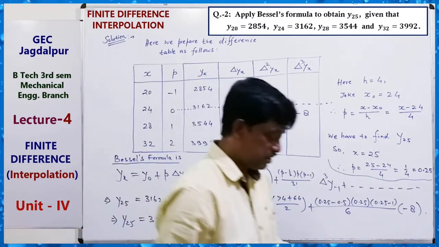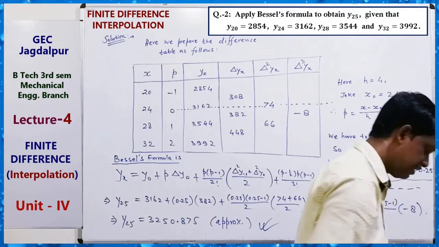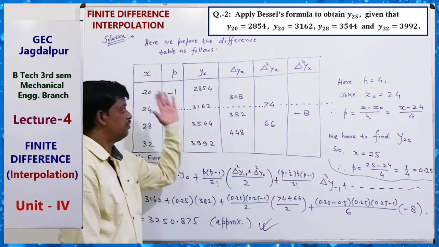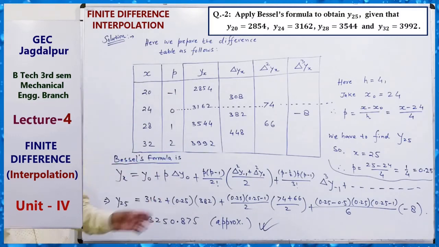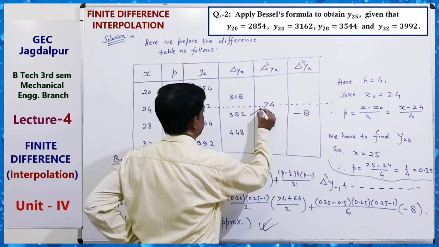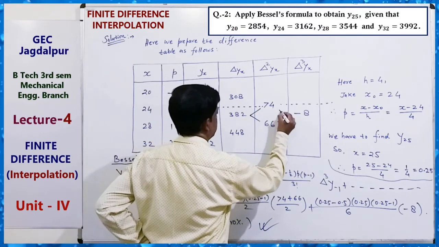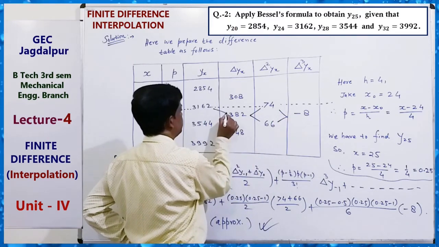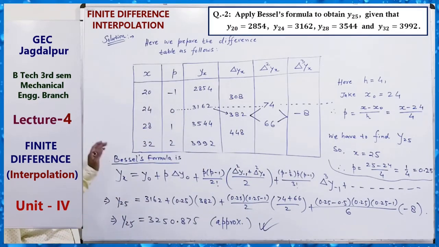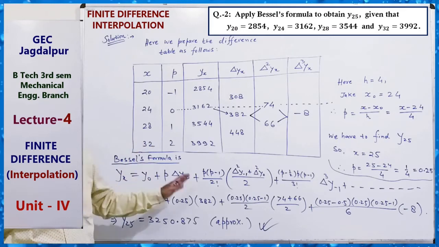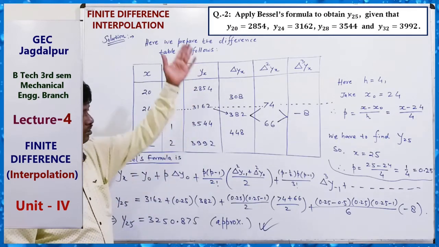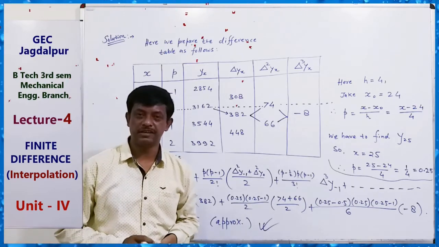So here we see, for Stirling's formula and for Bessel's formula, we can take this and this and this and this. Clear? So for Bessel's formula and Stirling's formula, you just have to remember the formula. Now solve these 2-3 questions for your attendance.